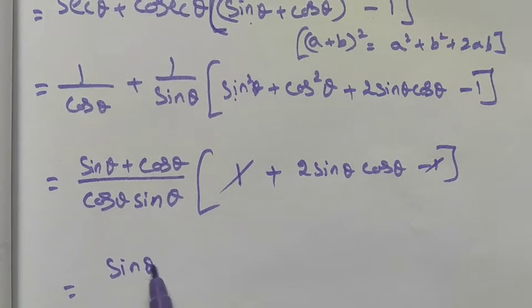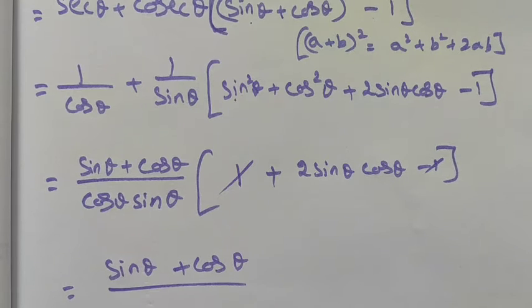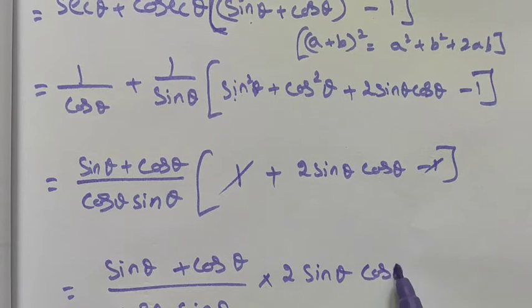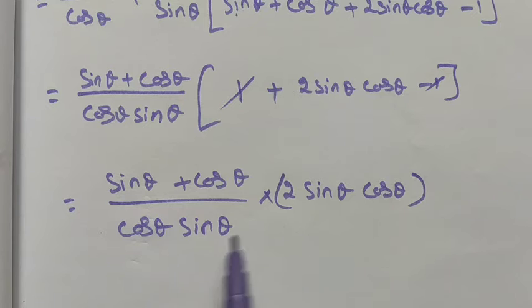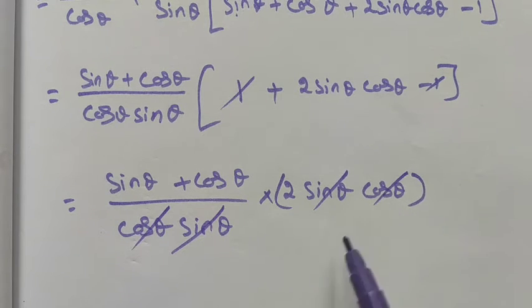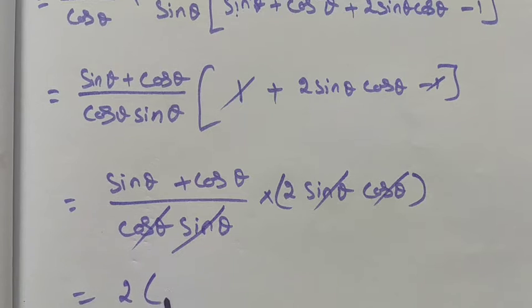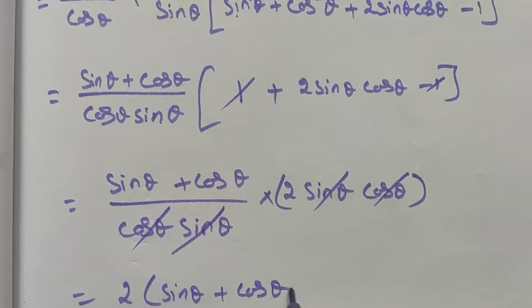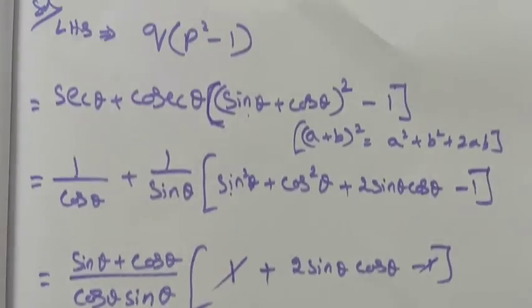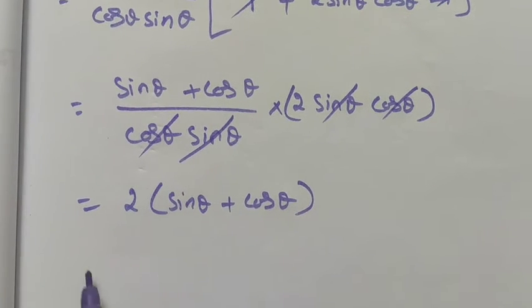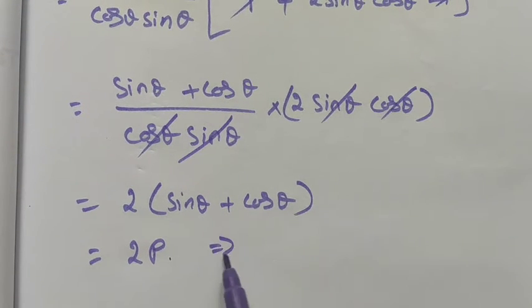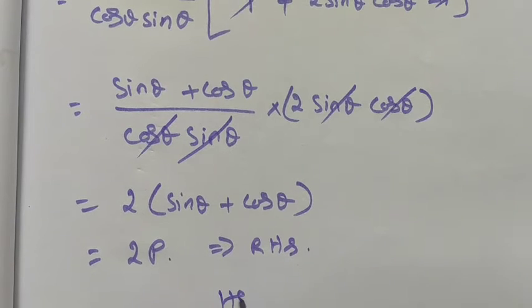Then sin theta plus cos theta divided by cos theta into sin theta, into 2 times sin theta into cos theta. Right? Either you can use the bracket or use the symbols. Here sin is cancelled, cos is cancelled. So we have 2 times sin theta plus cos theta. Sin theta plus cos theta is nothing but P. So this is equal to 2 times P, that is the RHS side. Hence proved.